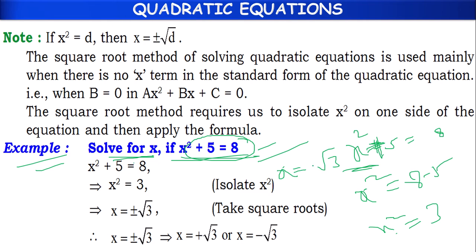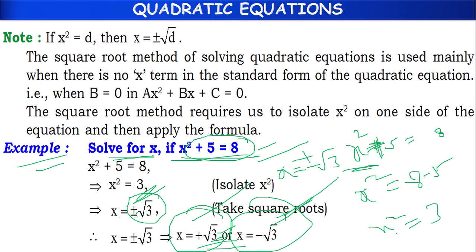But which root of 3? Plus or minus root of 3, because we have to consider both the positive square root and the negative square root. X equals plus or minus root 3, which means x may be equal to plus root 3, or x may be equal to minus root 3. Because 3 is not a perfect square, we cannot find the root value of root 3, so we will keep it like that only.